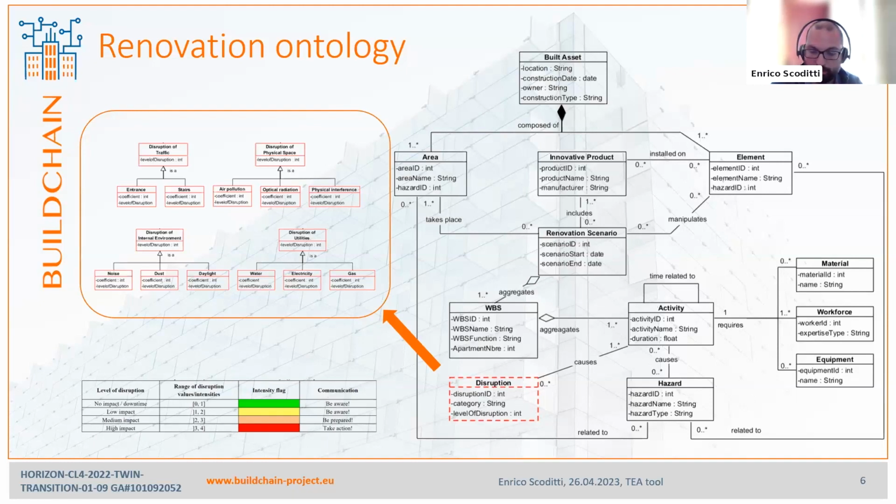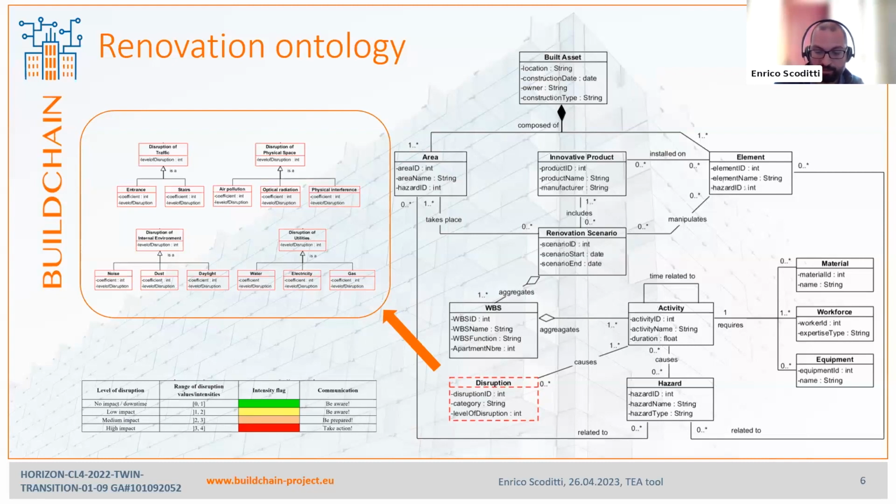As shown, a built asset is composed of several elements such as windows, wall, HVAC systems, etc., and many areas. An element could be manipulated while achieving a renovation scenario. A renovation scenario takes place at one or many areas, manipulates one or many elements, and could involve the installation of many innovative products. Each renovation activity is timely constrained by activities that should begin and finish before it, while some others will be triggered and executed after its completion.